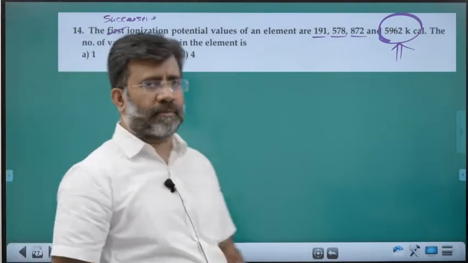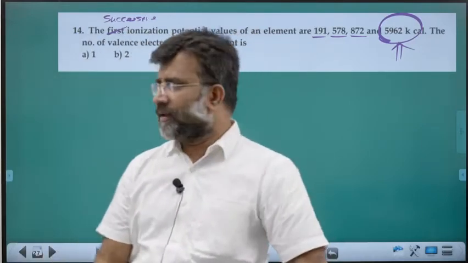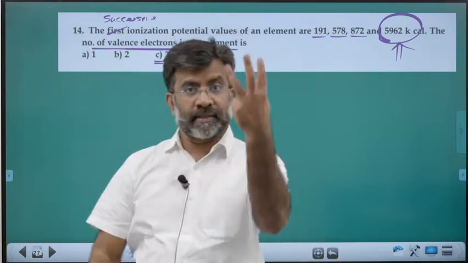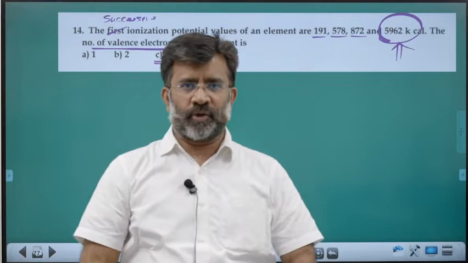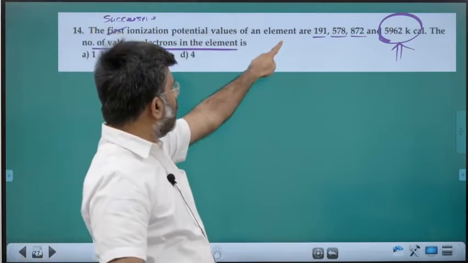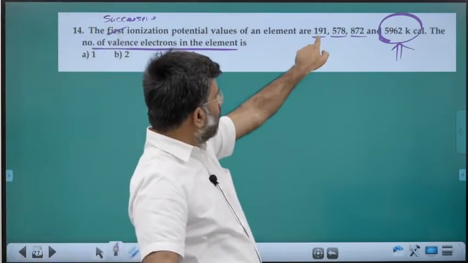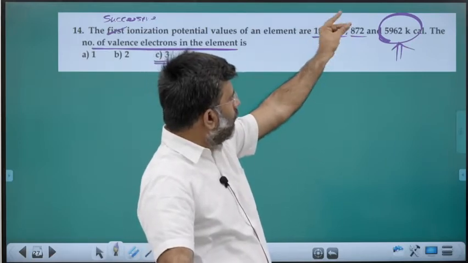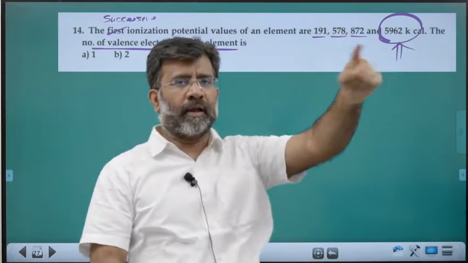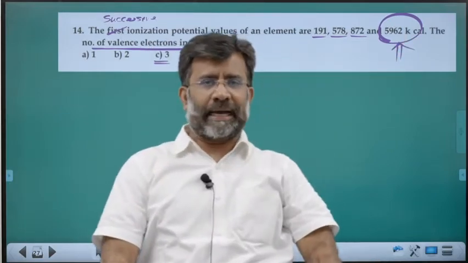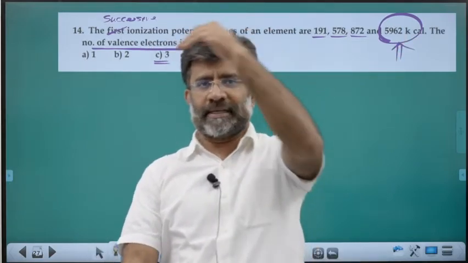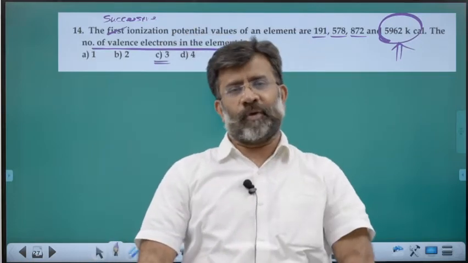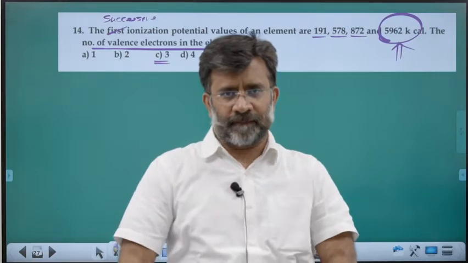3 electrons are present in the valence shell. They are asking what is the number of valence electrons possible? 3 valence electrons. You are removing the outermost electron, 191, the next electron 578, the next electron 872. Now the fourth electron removal needs a huge value, which indicates the fourth electron is inside the core while 3 electrons are in the valence shell. I think it is pretty clear. Next.